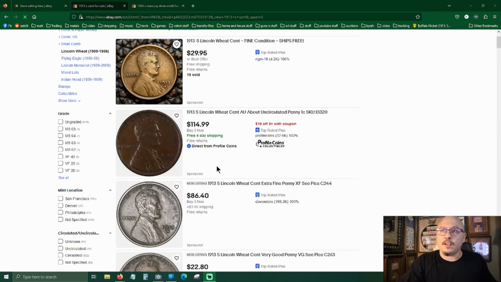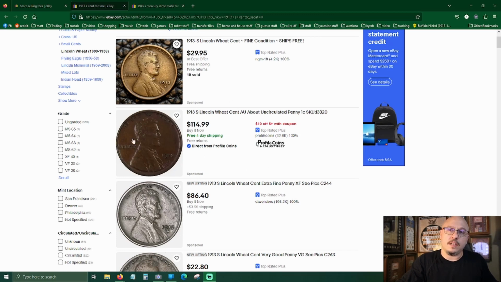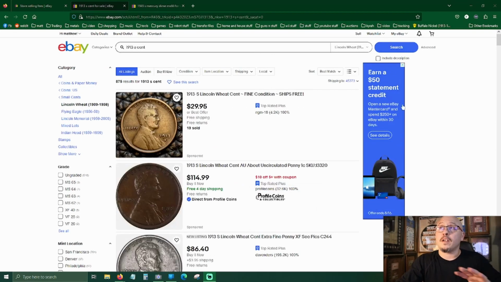Not necessarily. We do not know if this is an accurate price for this coin. Now, this looks like a reputable coin dealer, and I'm not besmirching them. I'm just saying, just because something is listed for a certain price does not necessarily mean that it's worth that price or that it will sell for that price. So what I want you to do is this. Assume you're here on this search, right? 1913 S cent.